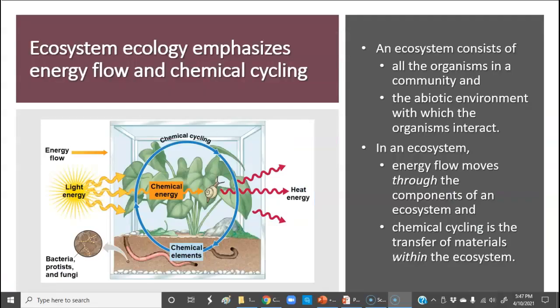Now, when we talk about ecosystem ecology, we've got to talk about the energy flow as well as the chemical cycling, because remember, the ecosystem has all the organisms in the community and the abiotic or non-living environment that they live in. So remember also that energy flows through the components of the ecosystem, from light energy to chemical energy to heat energy. But chemical cycling of the nutrients is done by recycling within the ecosystem, because we get new energy all the time from the sun. We don't get new matter. All the matter that is here on Earth is all the matter we've ever had.